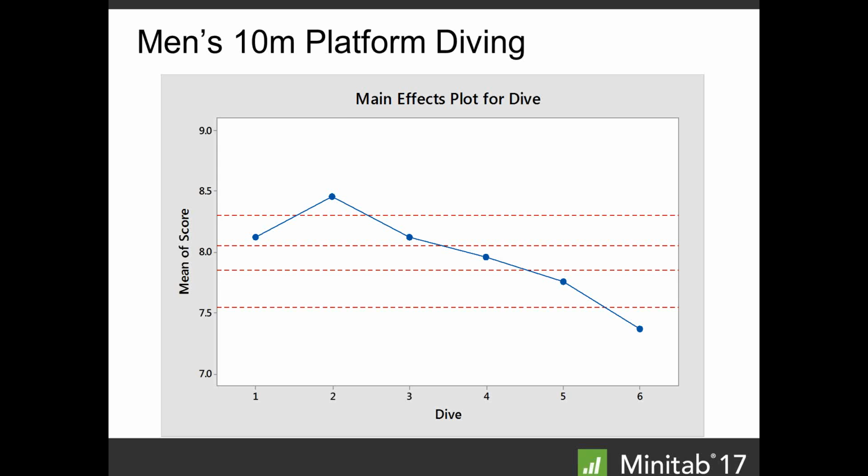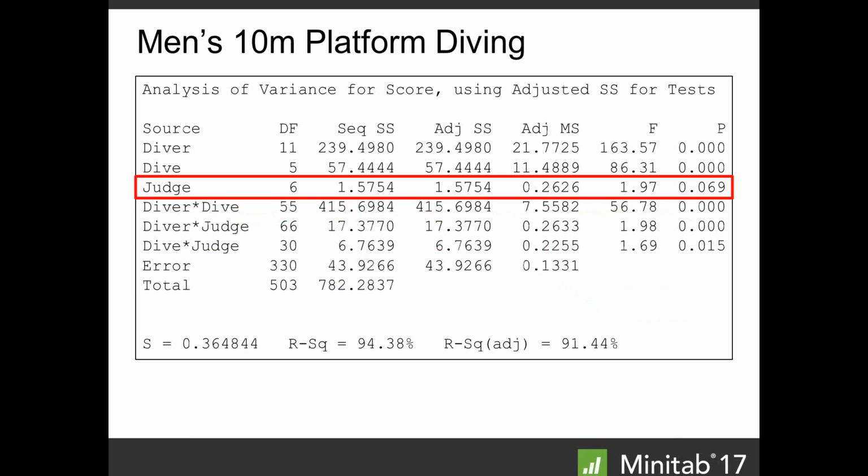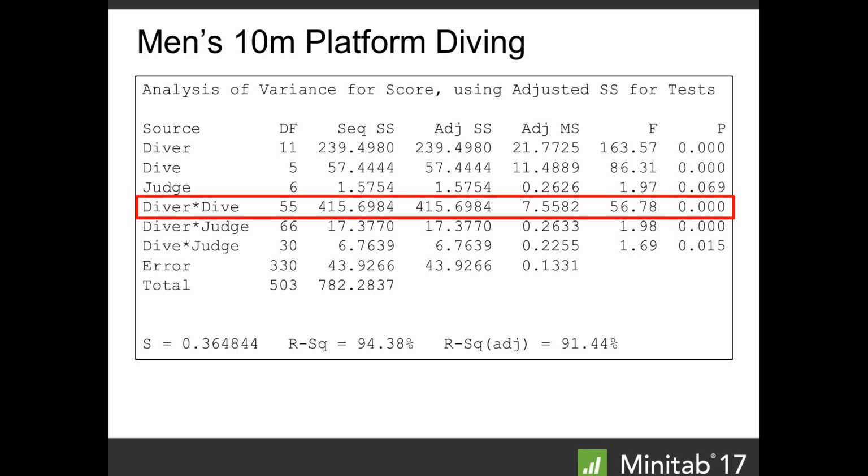Third one, judge. We won't look at a graph of this because it was not a significant p-value. We'll move on to the diver-dive interaction. Again, this one better have a significant result because this is what's actually being judged. And if we look at this, it's all over the place. That's fine. These actually would correspond to roughly the specific scores given to a dive.